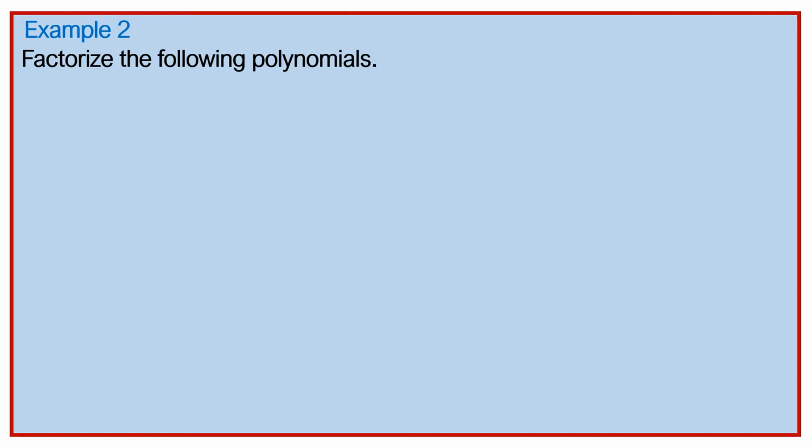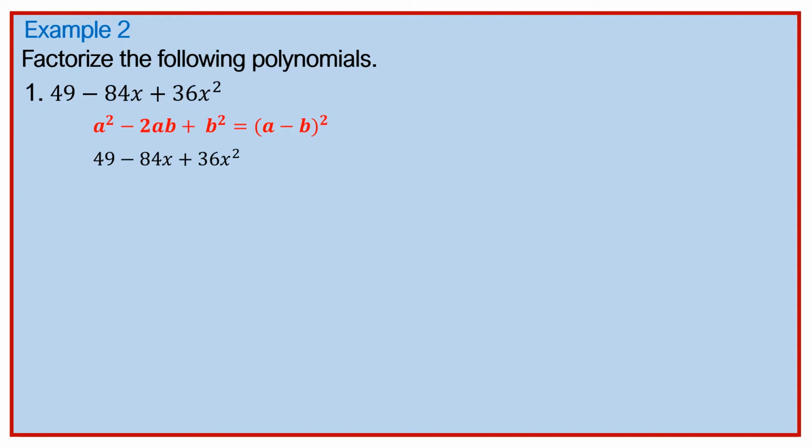Let us get another example. We have 49 minus 84x plus 36x squared. Using this identity, a squared minus 2ab plus b squared equals (a minus b) squared, we need to tell what is a and what is b.